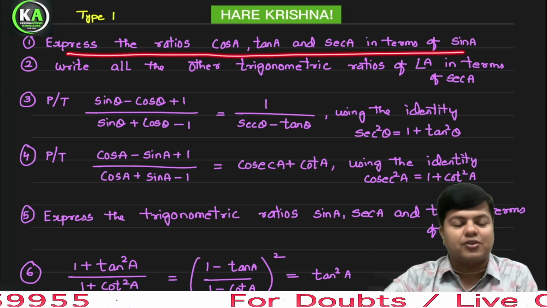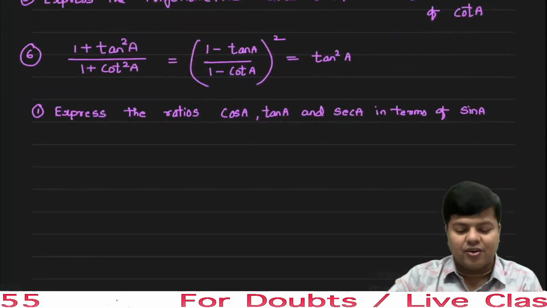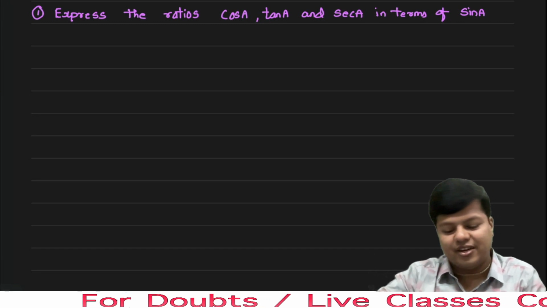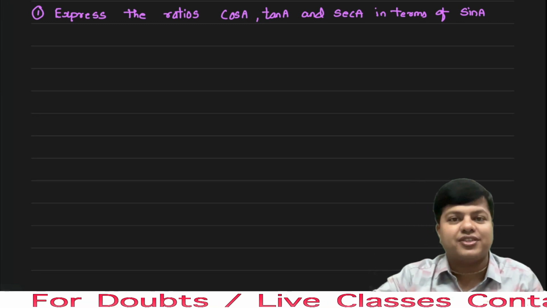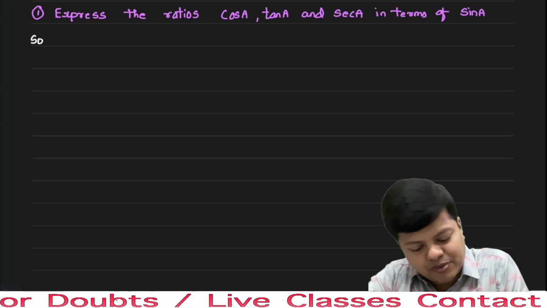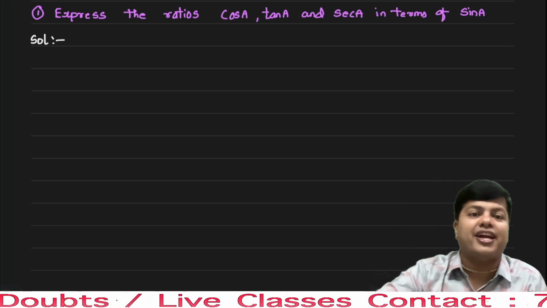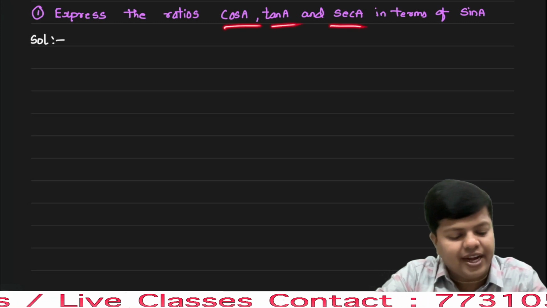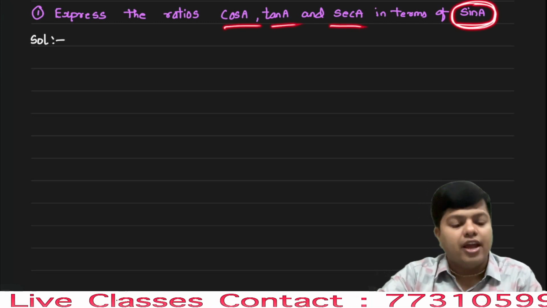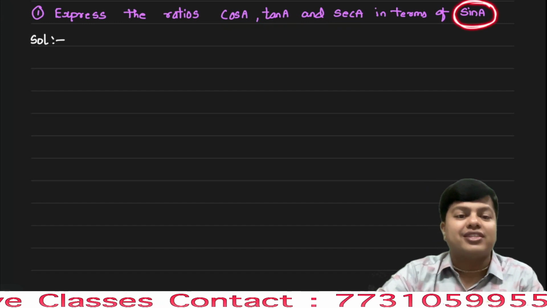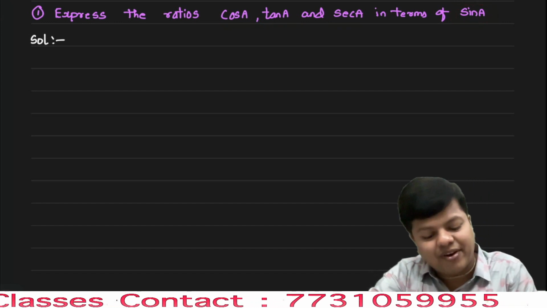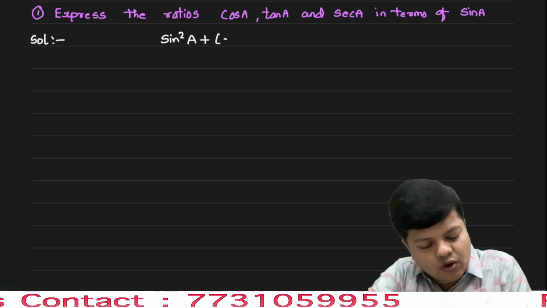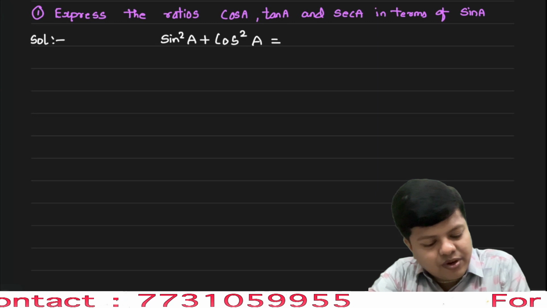So we'll read one by one and we'll solve it. We'll start with this first one. Okay sir, let's start. So let's begin our first sum solution, how to solve this in type 1 using trigonometric identities. So student, you should see, you want cos A, tan A, secant A in terms of what? Sin A. If you want it in terms of sin A, use the sin A identity. What is the sin A identity? Sin square A plus cos square A is equal to 1.